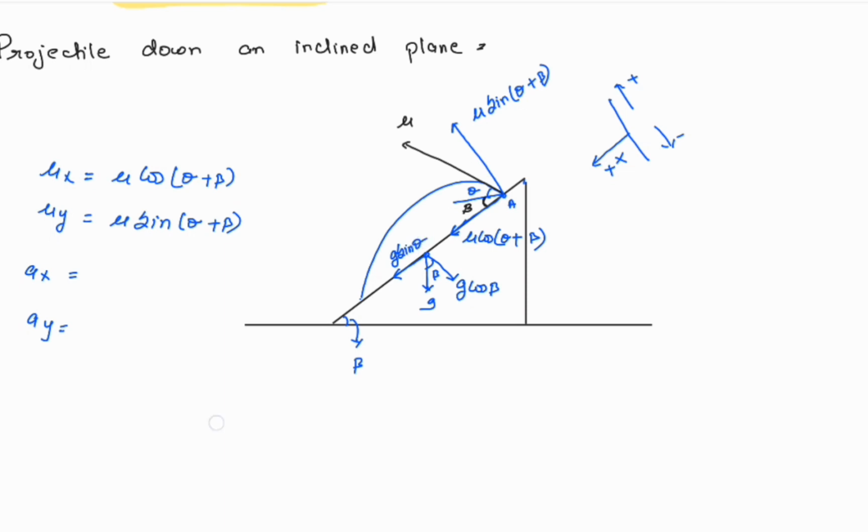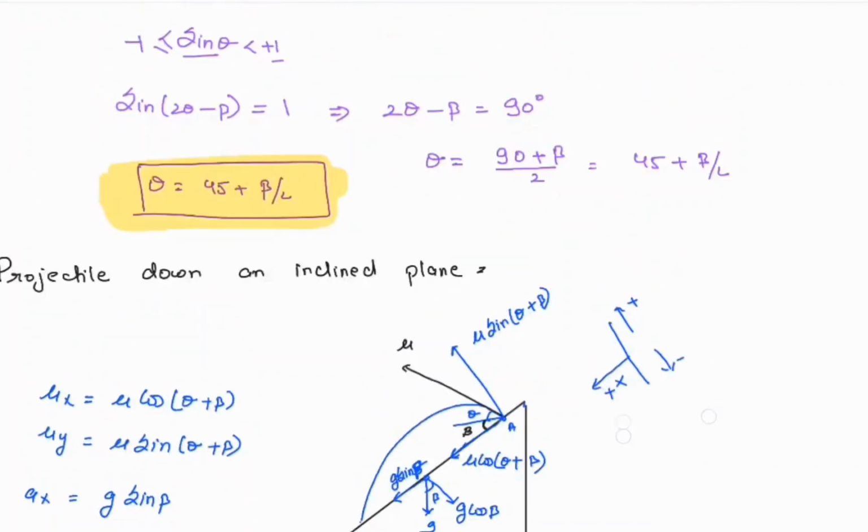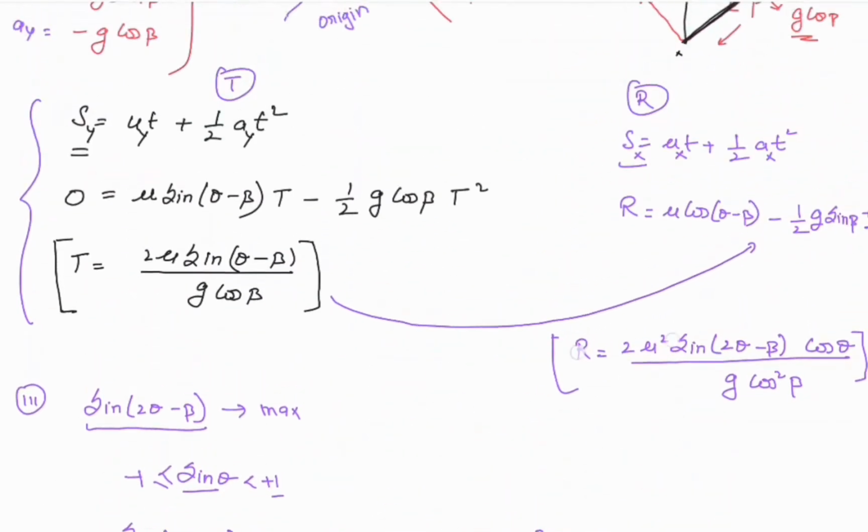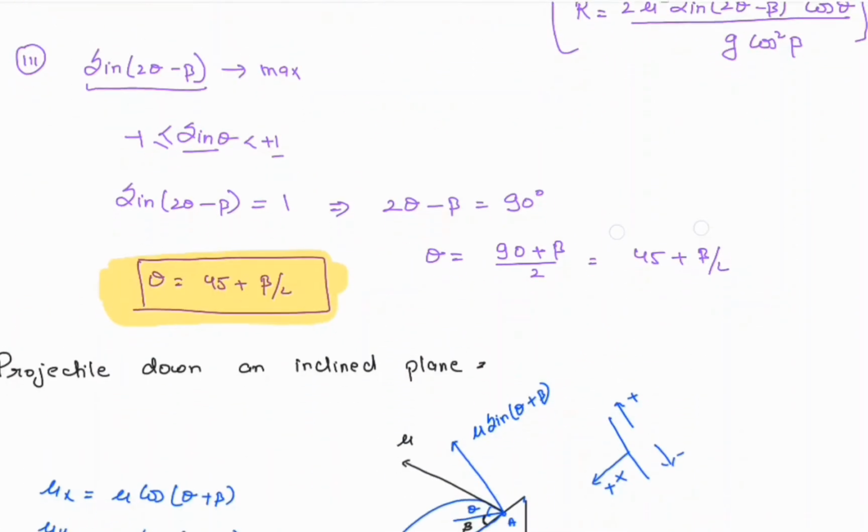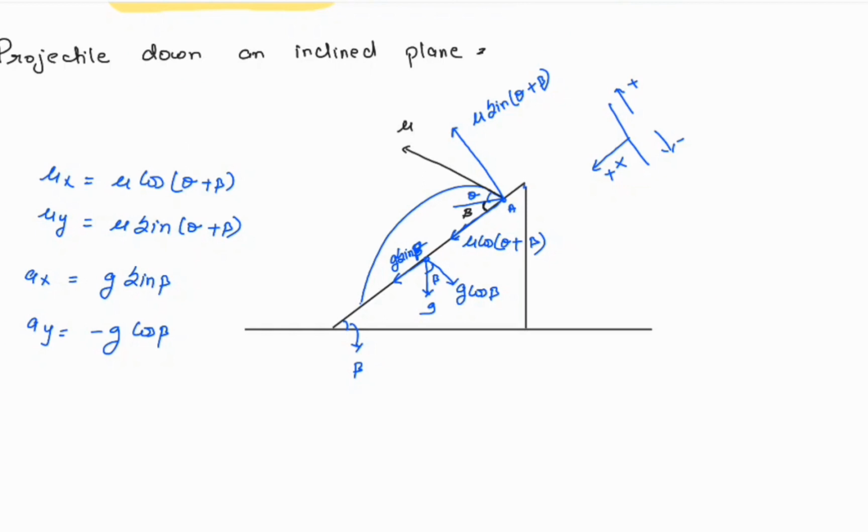Now you can easily find it. On the x-axis we have taken downward as positive, which means ax is going to be g sin of beta. And what is the ay? It is downward, minus g cos of beta. Now put the values, and you will get the result as in the first case. The only thing is the minus-plus difference.